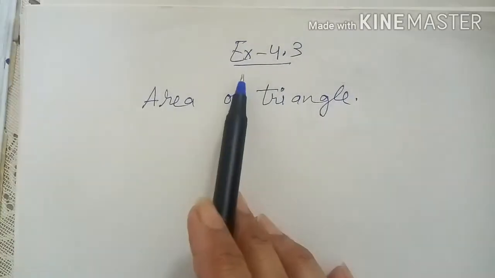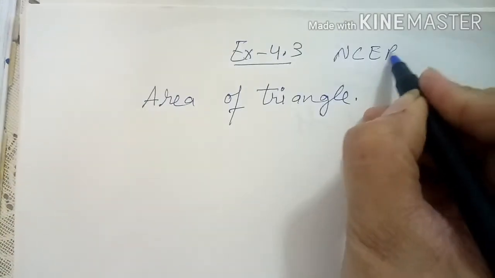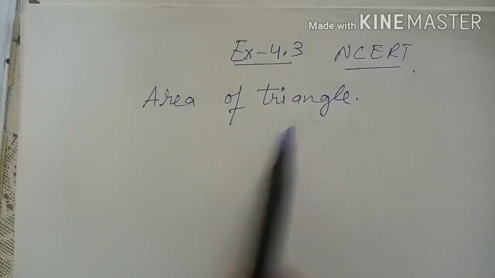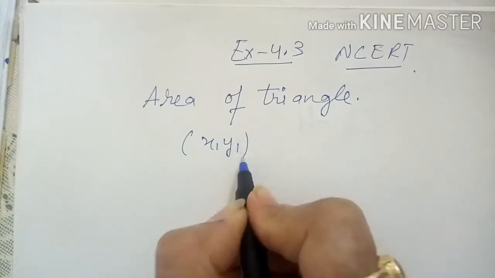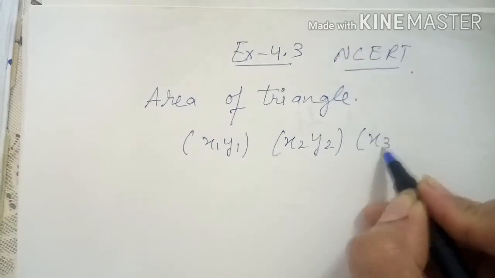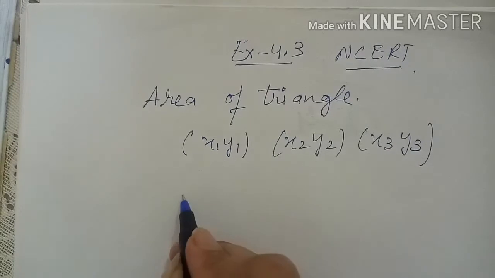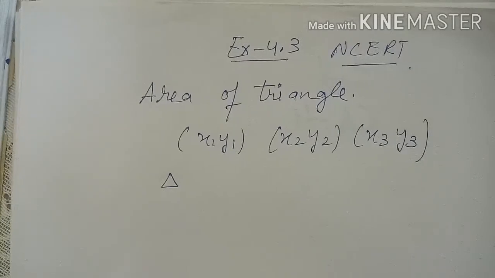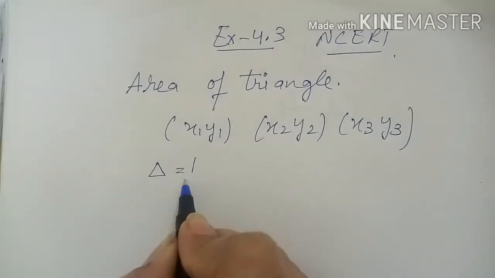Okay, well students, next exercise 4.3 of NCERT of determinants. Now we are starting with area of triangle. Suppose we have 3 points x1 y1, then x2 y2, and then x3 y3. Now then how to find the area of this triangle? The area represented by this triangle, yes, and then we have to write this half.